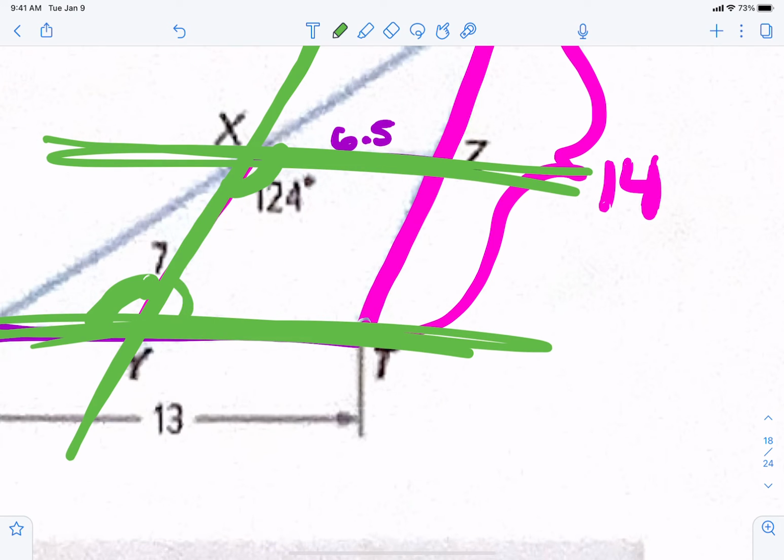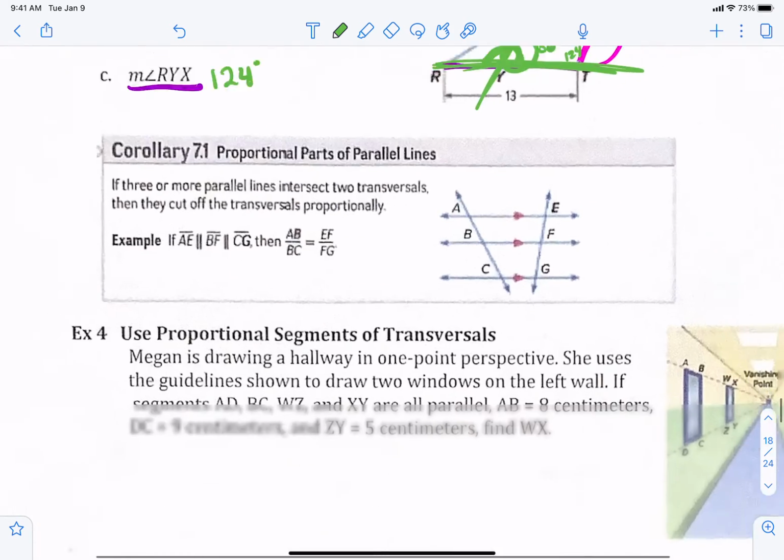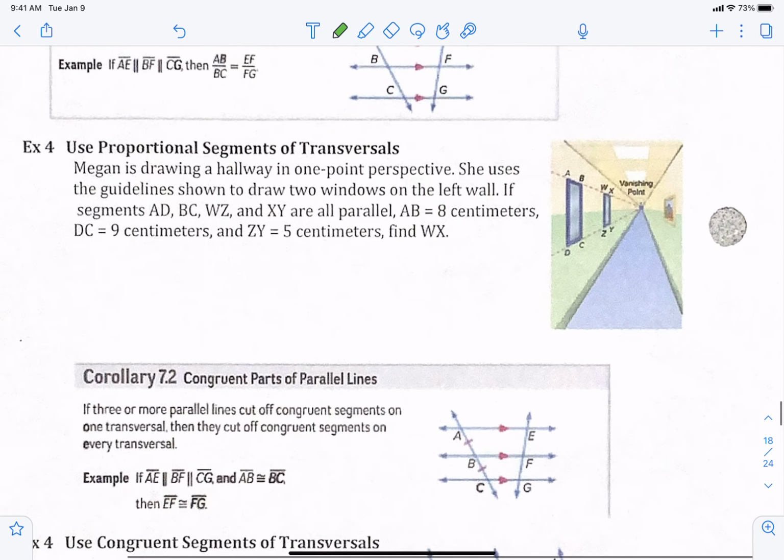Do you know what this angle would be down here in this bottom corner? 180 minus 124, like 56. So this one's also 56, and this is 124. We could keep going around and figuring what these are. Okay, makes sense. Good. All right. So let's go down a couple more.